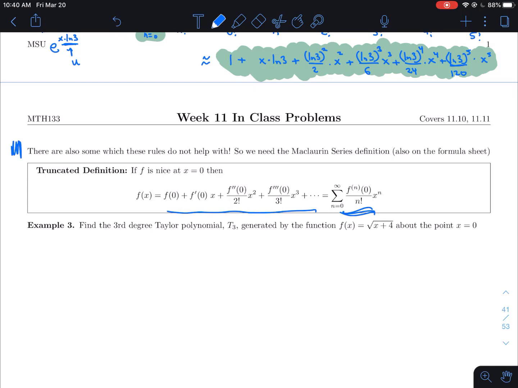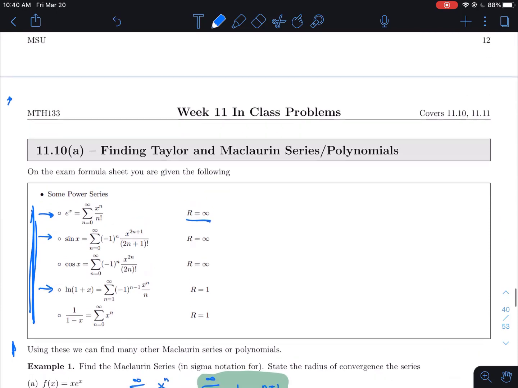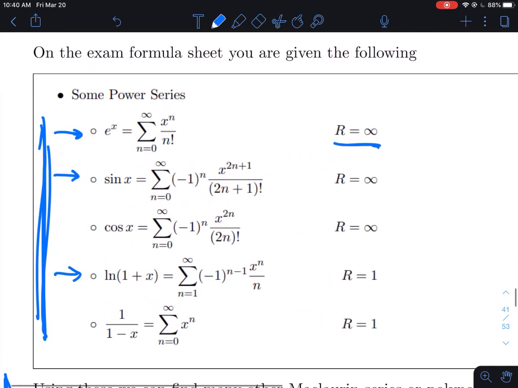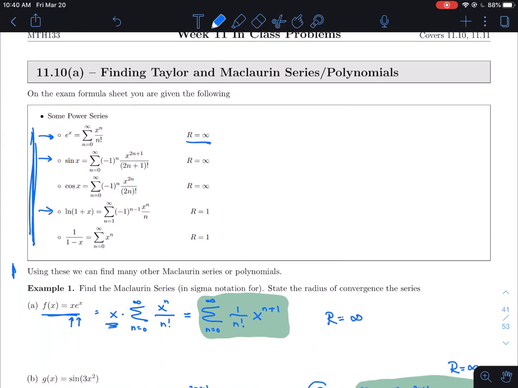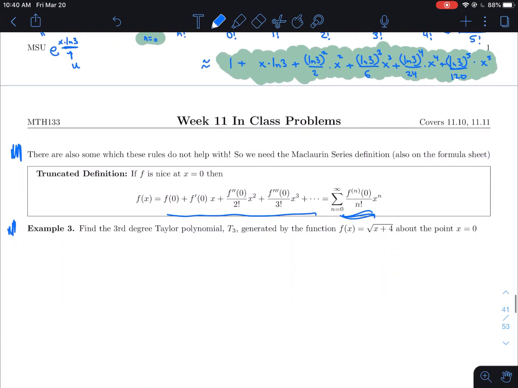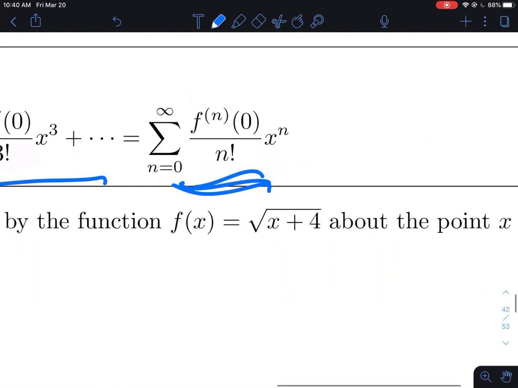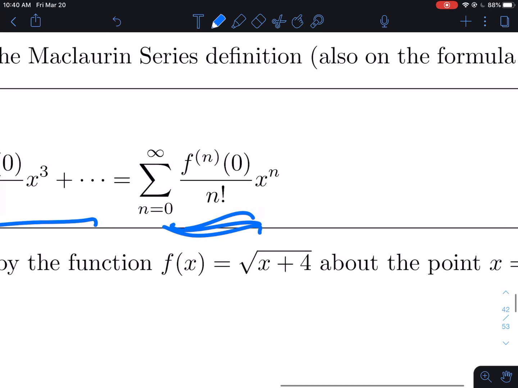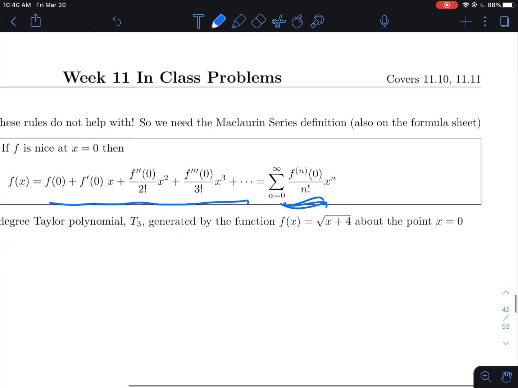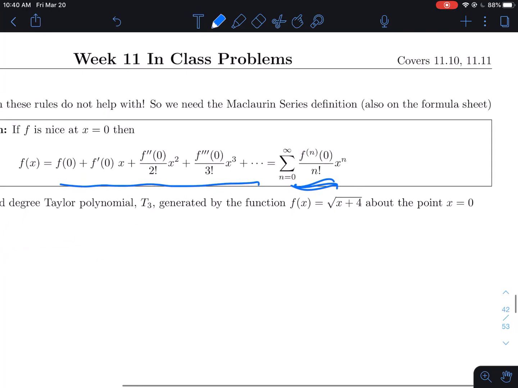And so here's an example problem in which, as you go back and look at all the things that are on our formula sheet, none of them can really replicate a square root of x plus 4. So we go down this list, sadly, nothing really works. And so sadly, this list doesn't help us when it comes to trying to recreate the square root of x plus 4 in its infinite polynomial form, aka its Maclaurin series or Taylor series.